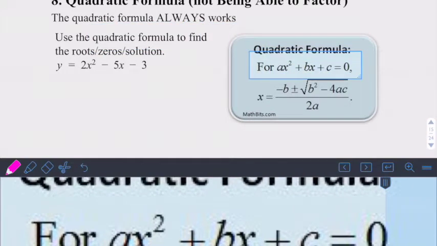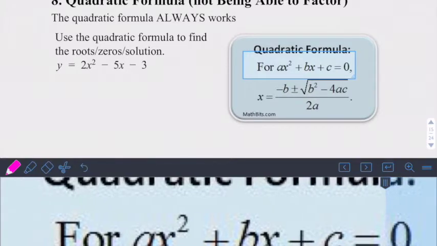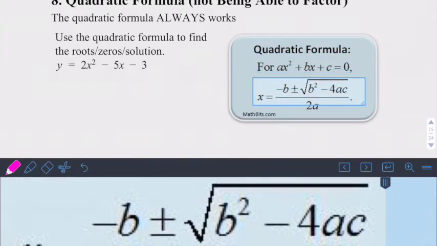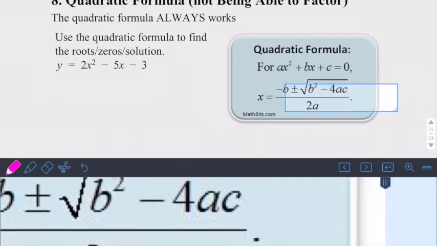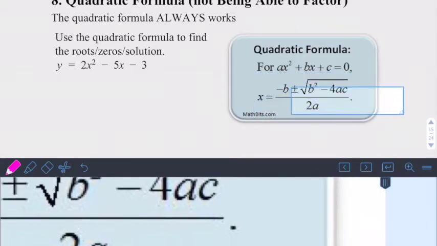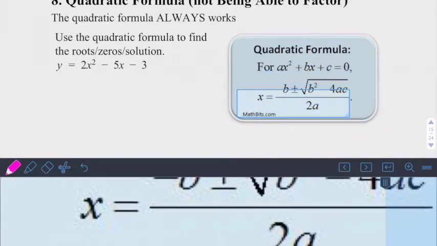We have our ax squared plus bx plus c equal to 0. This is in standard form. And here's the formula. Negative b plus or minus the square root of b squared minus 4ac over 2a. Yes, you will need to memorize that. So as you're doing this, keep in mind that you need to do this on your own. So practice writing it without looking.